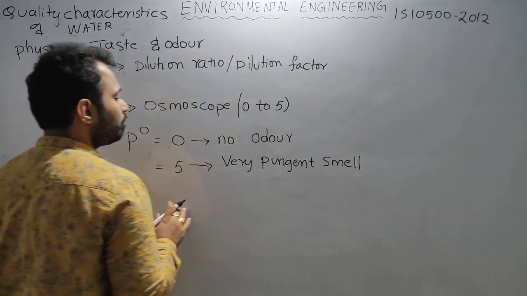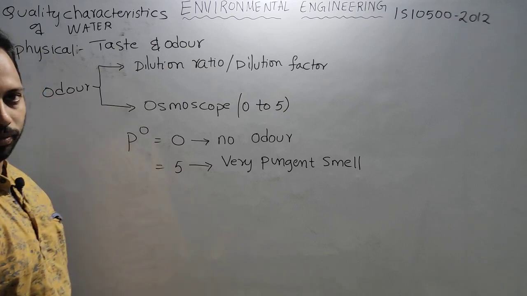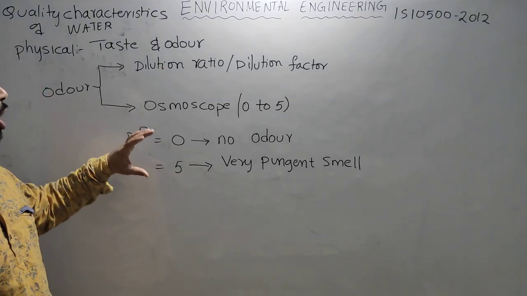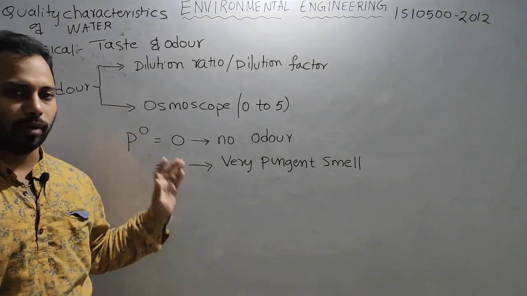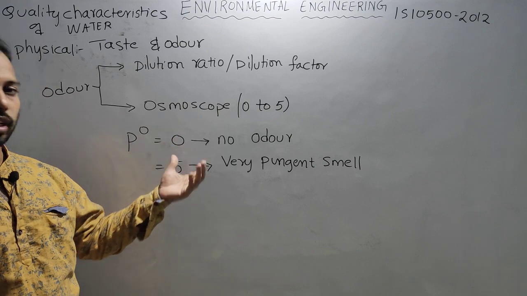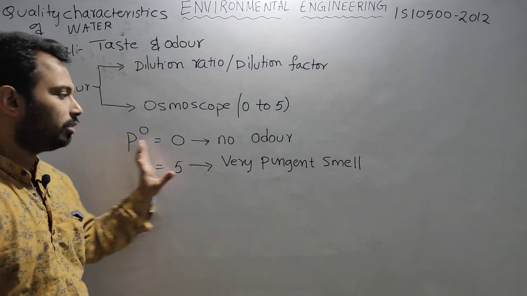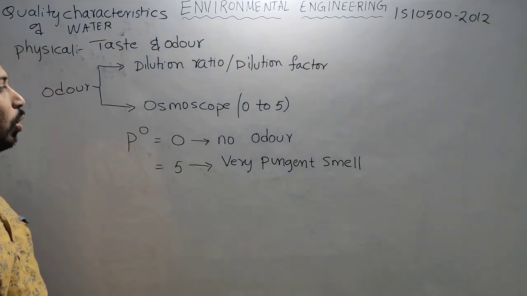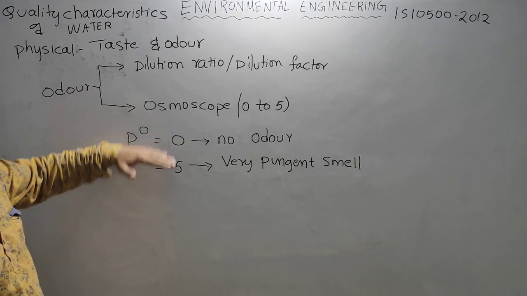So why am I saying this is important? For 1 mark. How will the osmoscope reading vary? 0 to 5, 0 is no odor, 5 is pungent smell. Likewise, they may ask the sequence, how the sequence goes in the osmoscope reading, those kinds of things they may ask. So apart from this, come to here.